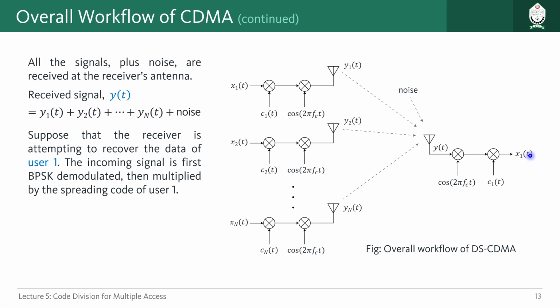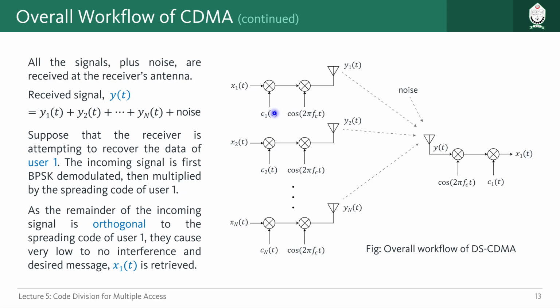This is happening because all of the codes we are using in this channel, C1, C2 up to C of n, are orthogonal to each other. As a result, after this despreading process, there will be no interference coming from other users. As a result, we are retrieving the signal x1 of t. So this is the overall workflow of CDMA.